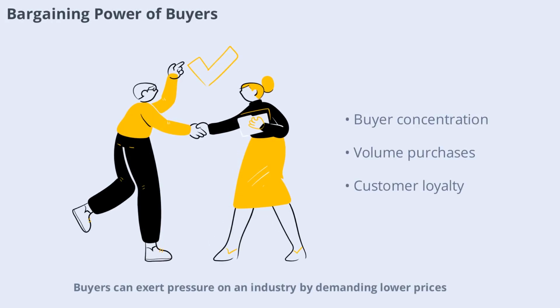Buyers can exert pressure on an industry by demanding lower prices, higher quality, or additional services. When buyers are concentrated or purchase in large volumes, their bargaining power is higher. Companies must understand their customers' needs and preferences to maintain loyalty and profitability. Strategies such as product differentiation and enhanced customer service can help reduce buyer power.